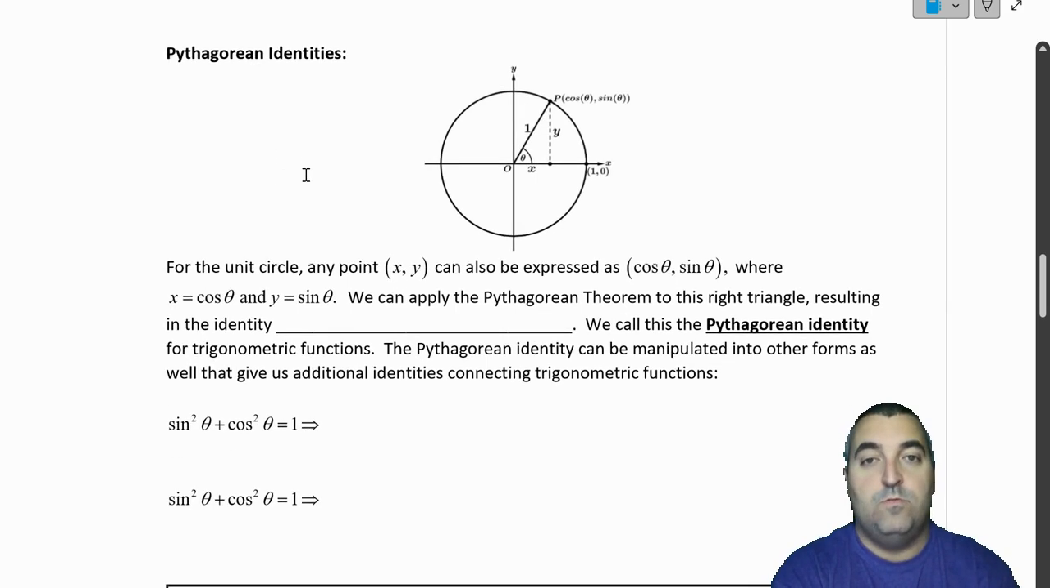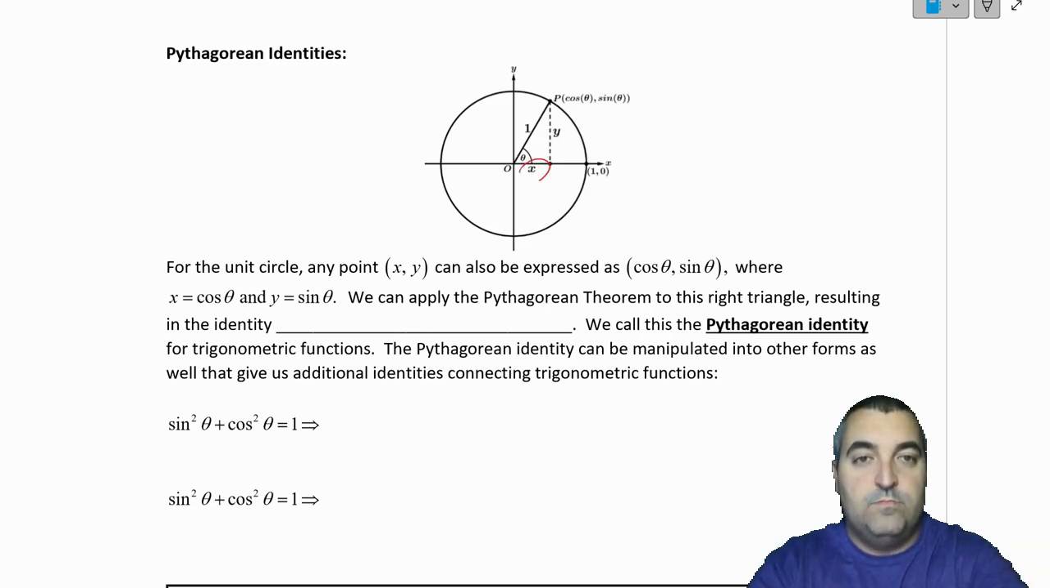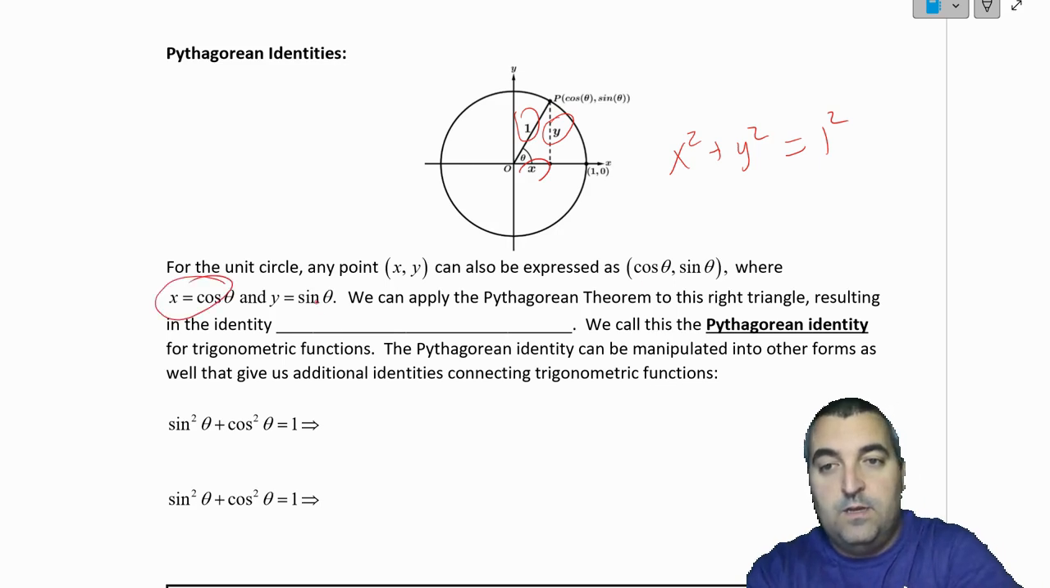If we look at this unit circle, we have the x-coordinate, the y-coordinate, and then a radius or hypotenuse of 1. Recall, you can express the answers as cosine theta and sine of theta for x and y. If I use the Pythagorean theorem, you would say this side squared plus this side squared equals the hypotenuse squared, right? But we know we can say that x is cosine and y is sine.